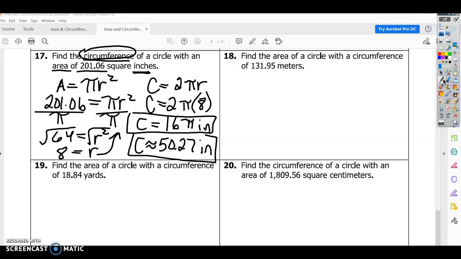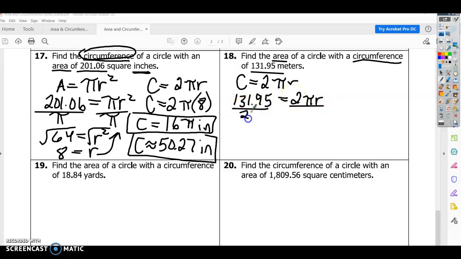All right, number 18 says find the area with a circumference of this. So that means we're going to start with what we're given, which is circumference. Circumference equals 2 pi r. I'm given 131.95. Divide both sides by 2 pi. 131.95 divided by 2 pi is 21. That's our radius. So you're going to say area equals pi r squared.